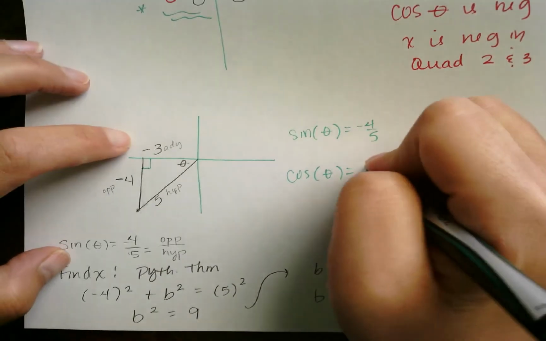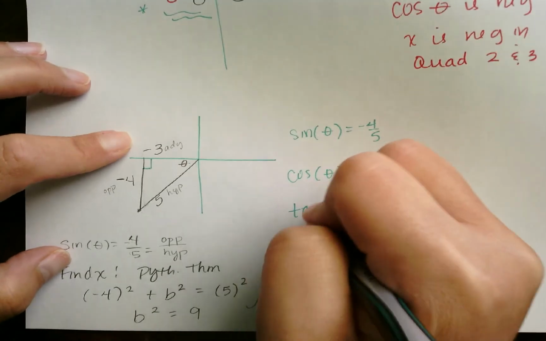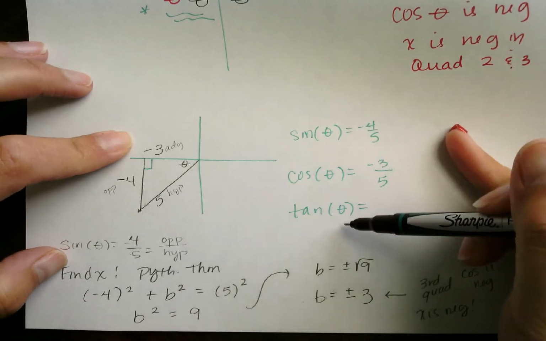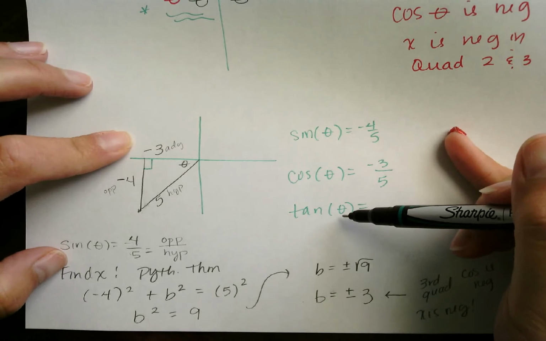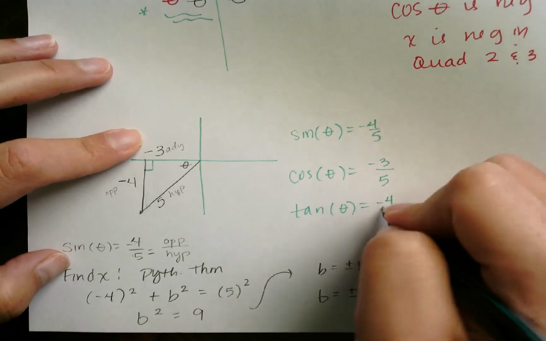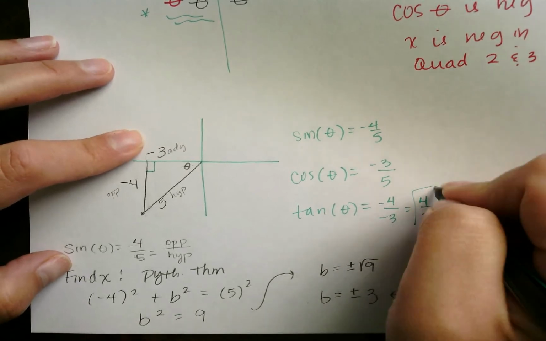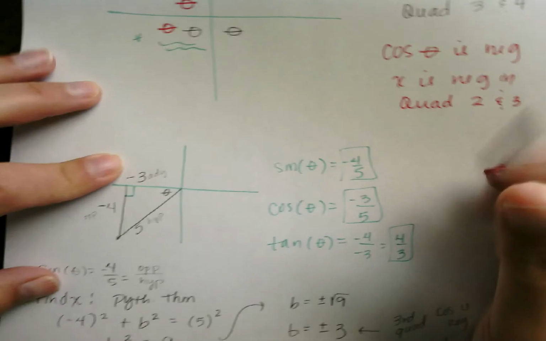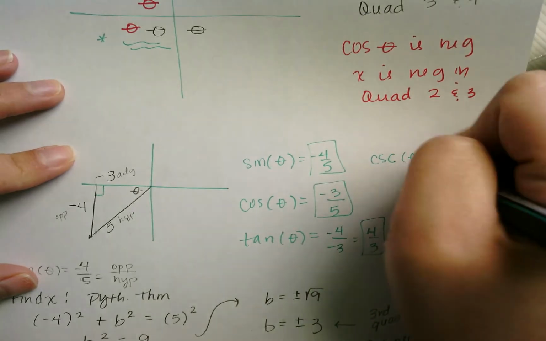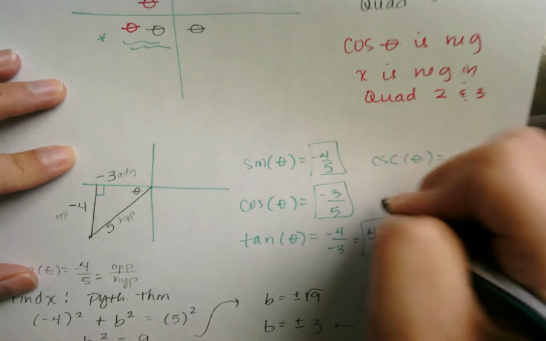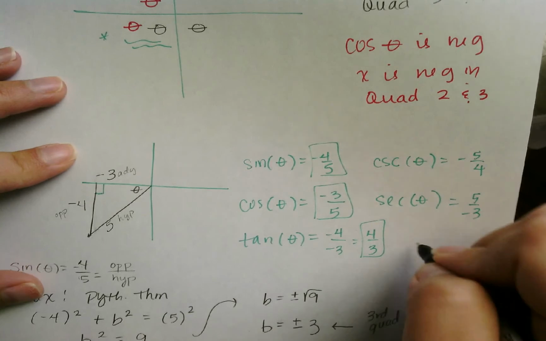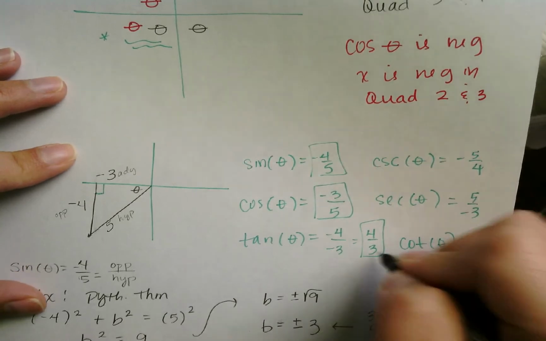Cosine of theta, adjacent over hypotenuse, tangent of theta. Remember, you always plug in an angle. Whether you know the angle or not, it should be either a symbol for that angle or the actual number for that angle if you know it. Tangent is opposite over adjacent, -4 over -3, which is 4 over 3, simplified completely. And then flip all these guys for the other trig functions. So cosecant of theta equals -5 over 4, secant of theta equals 5 over -3, doesn't matter where the negative goes, and cotangent of theta, 3 over 4.